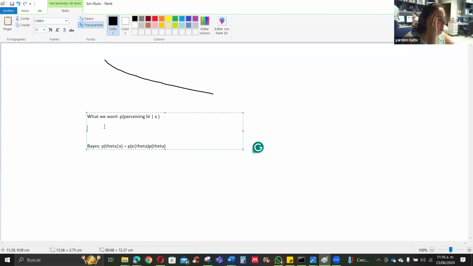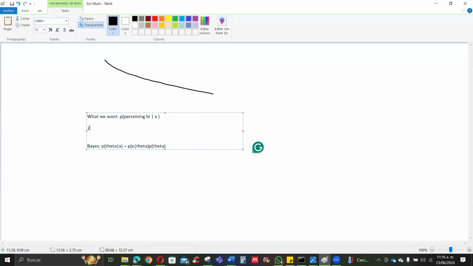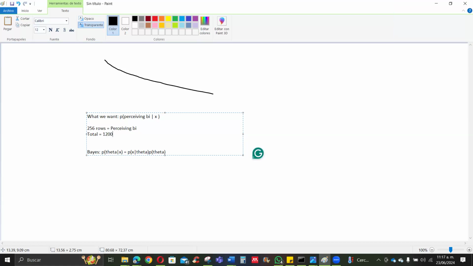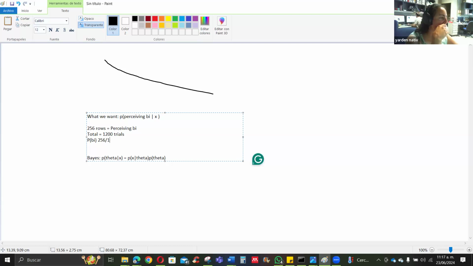And perceiving B is the probability of, so there is 256 rows, which all of them are perceiving B. But in total, we have 1,200 syllables, trials. So the probability of perceiving B is 256 divided by 1,200. That's how I thought about it.